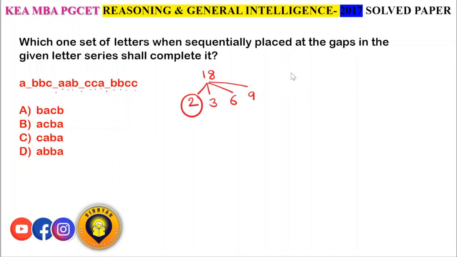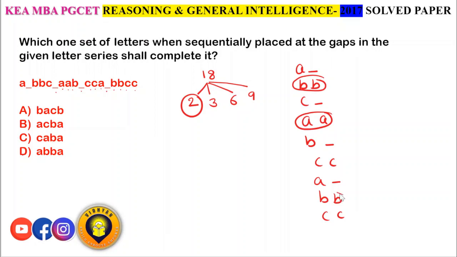If you make groups of 2 letters, the first letter is A, then a blank, next is BB, then C dash, AA, B dash, CC, A dash, BB, CC, correct? Now observe whether you can get any pattern. Here it is BB, here AA, then BB, CC. So you can understand that in this group of 2 letters, both the letters are the same.